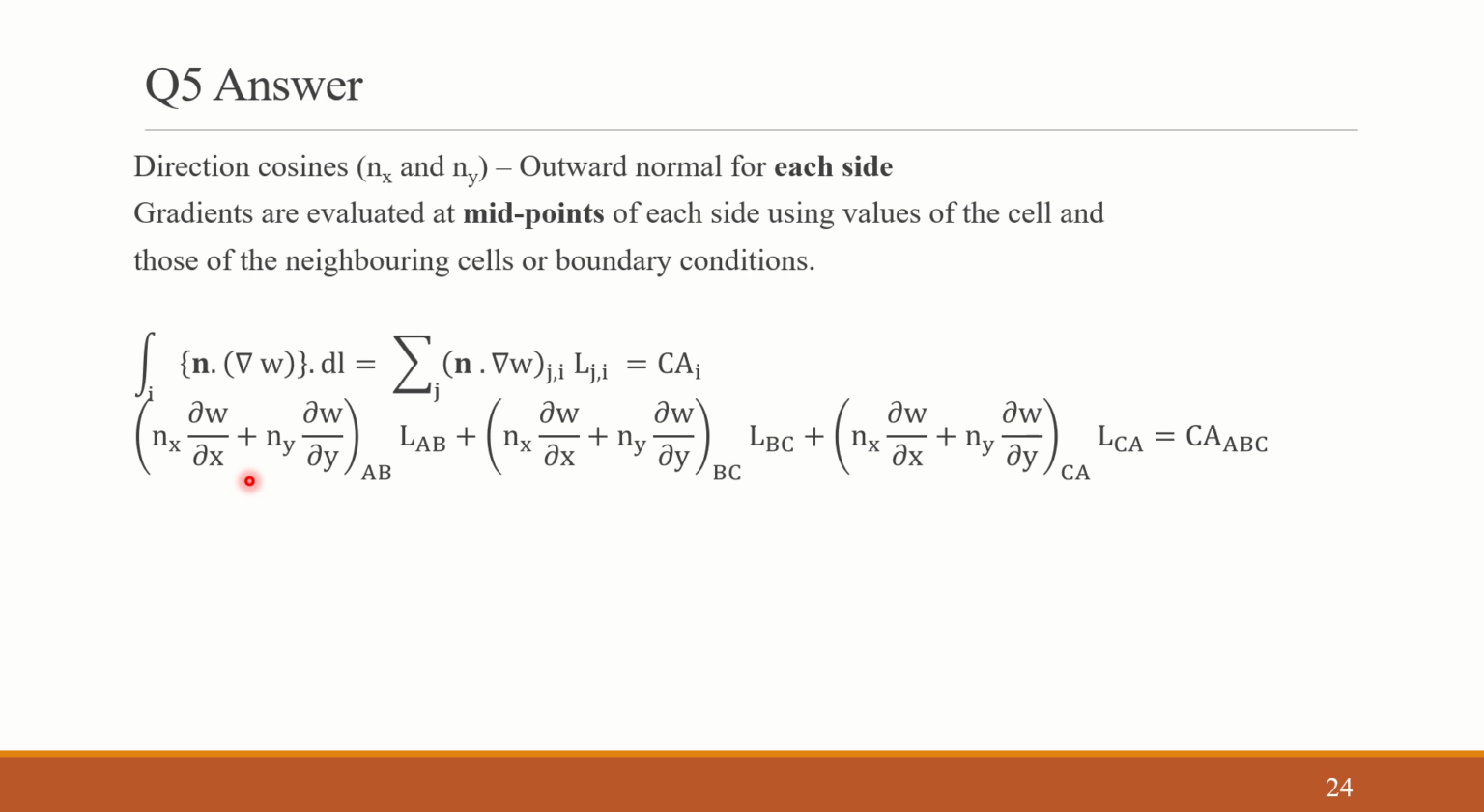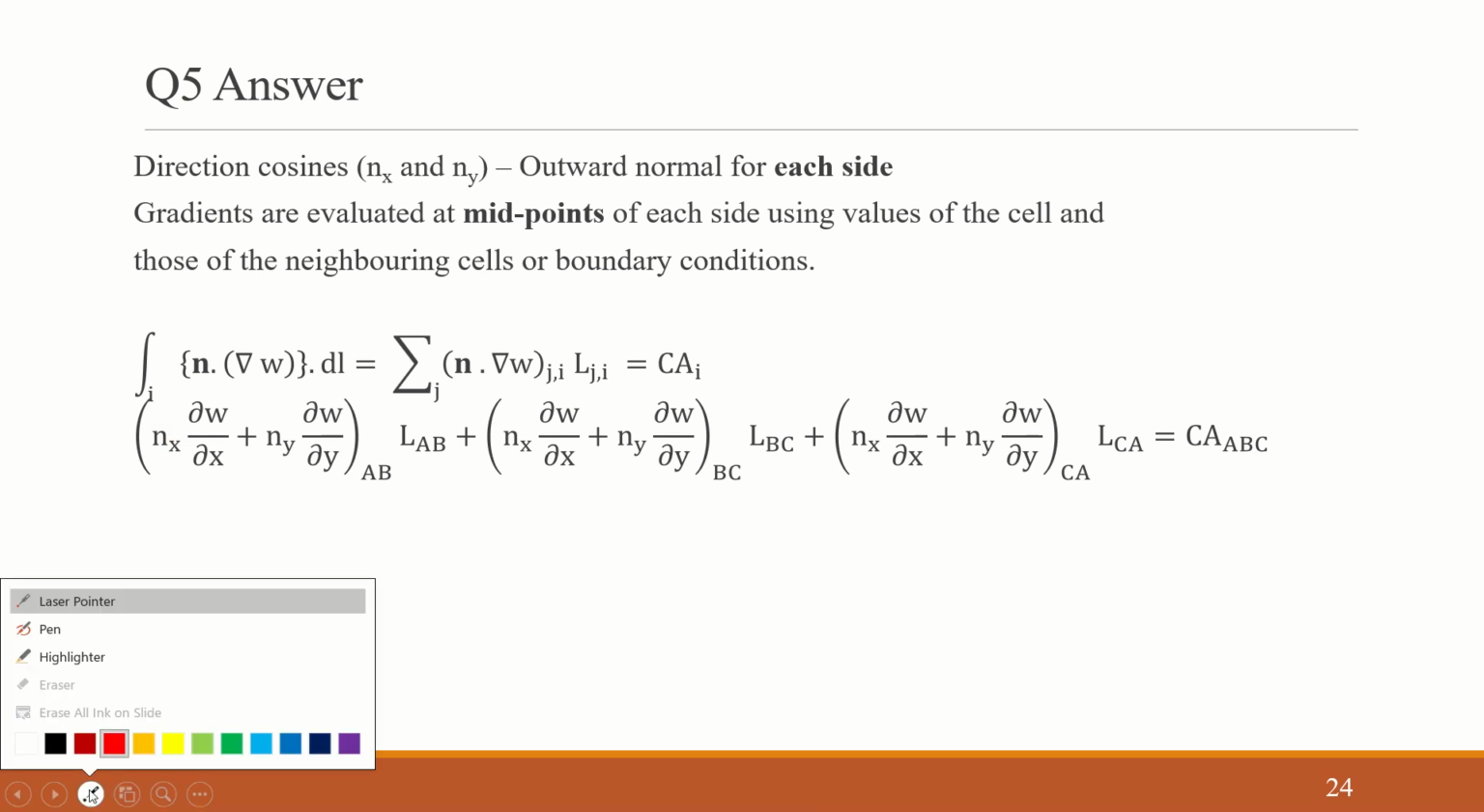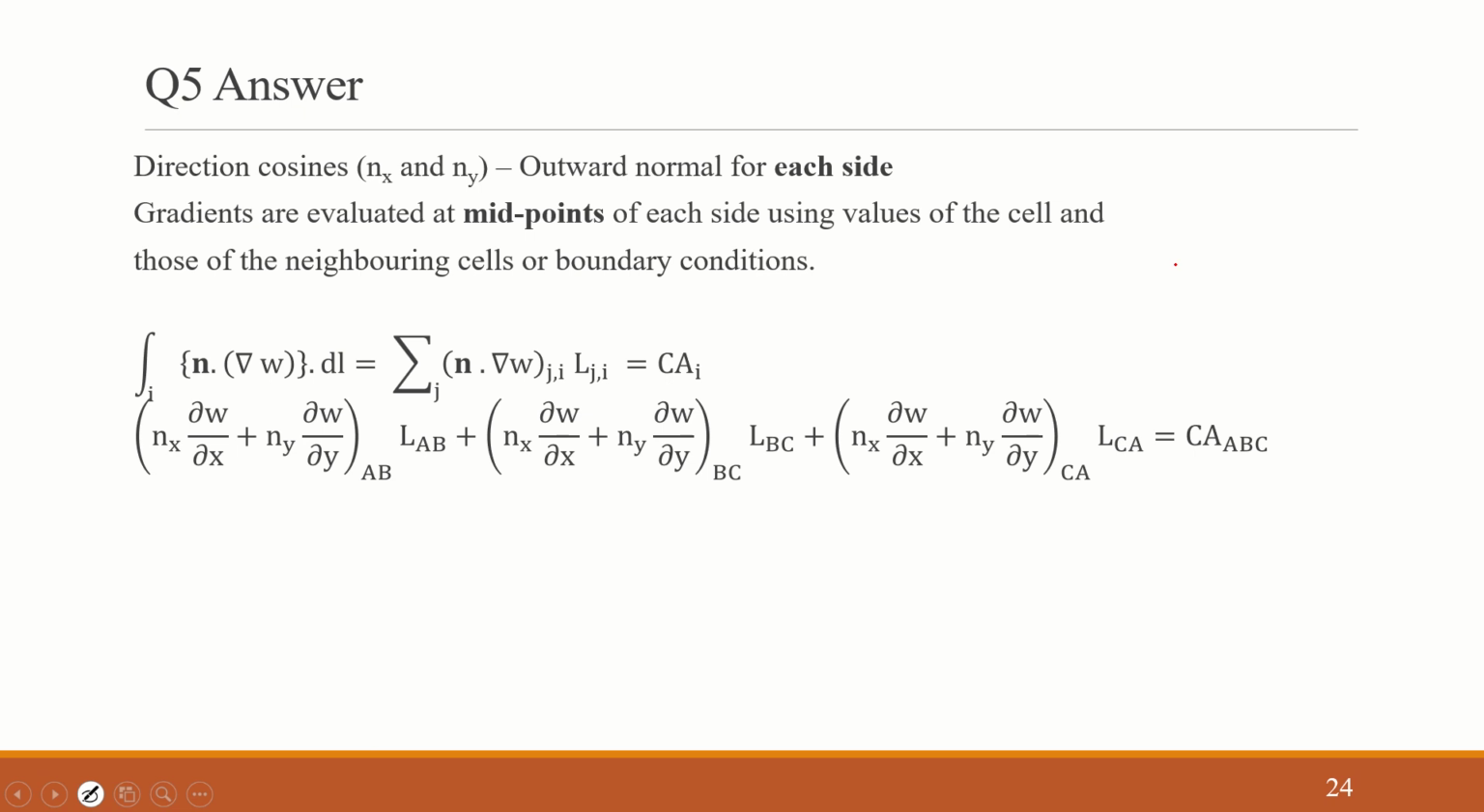If it is a rectangular or square portion, we will be using a, b, c and d. We are looking at how the evaluation is made from the center point to each side. So we are talking about this: nx and ny are the outward normal for each side. We use nx and ny that way, and gradients are evaluated at midpoints of each side using values of the cell and those of the neighboring cells as the boundary conditions.